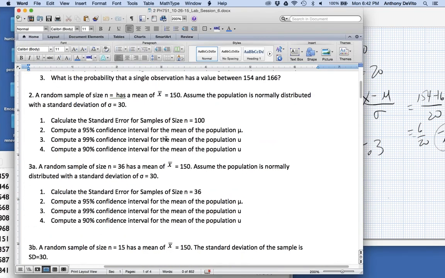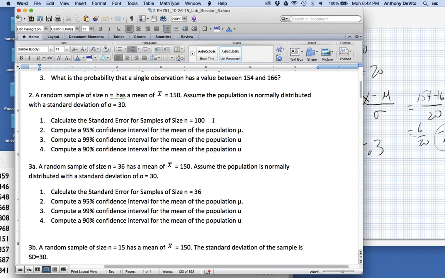You take a random sample from a population, and the mean of your sample, sample size. I didn't put the sample size in here, I guess. Oh, I'm sorry, because I gave it to you later on. A sample of size n has a mean of 150. Assume the population is normally distributed with a standard deviation of 30. Calculate the standard error for samples of size n. Okay, so we got 2 problems here.